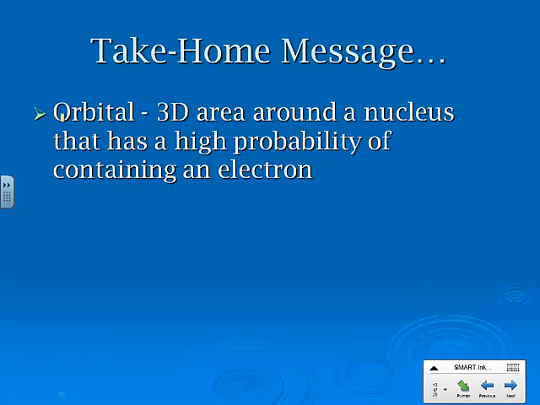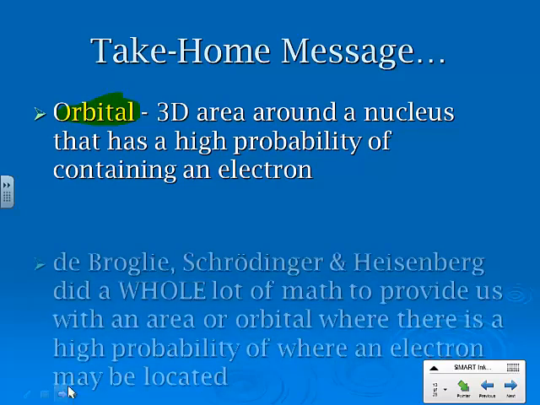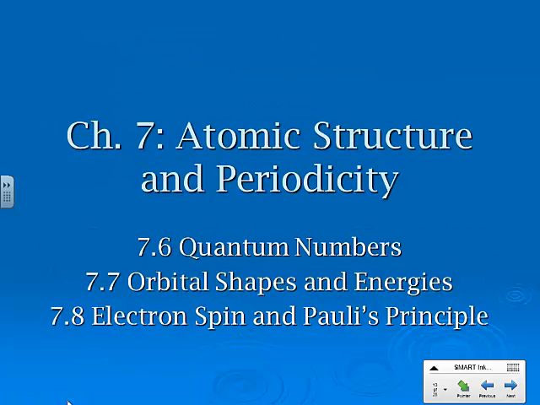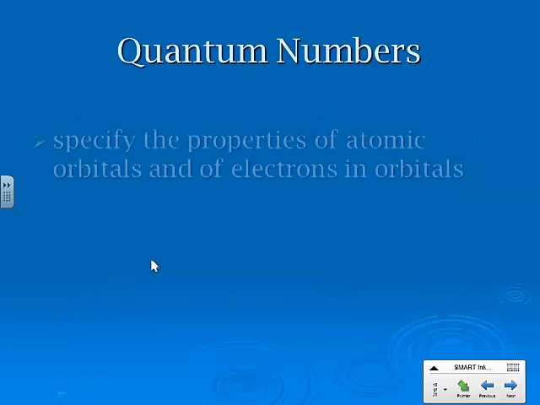Okay, so take-home message. Our orbital is our 3D area around a nucleus that has a high probability of containing an electron. De Broglie, Schrodinger, and Heisenberg did a whole lot of math, you don't have to know the details, to provide us with an area or orbital where there is a high probability of where an electron may be located. Okay? Alright, moving on, we got to talk about quantum numbers, and I think we're just going to get through quantum numbers and orbital shapes and energies. We're going to do spin and Pauli's principle a little bit later.